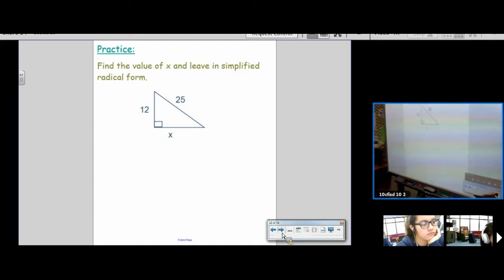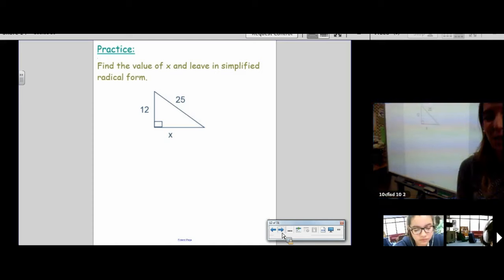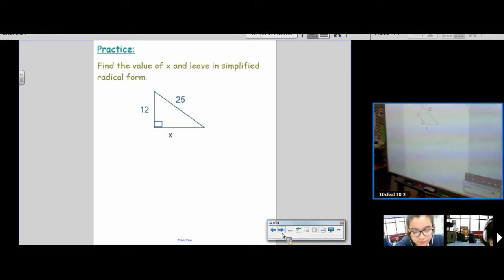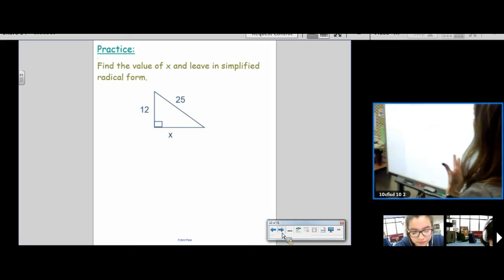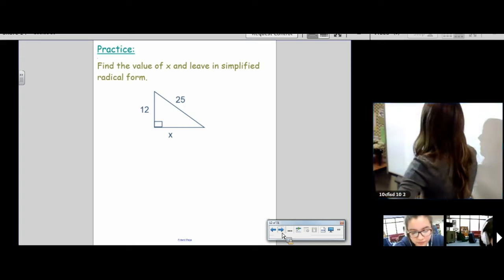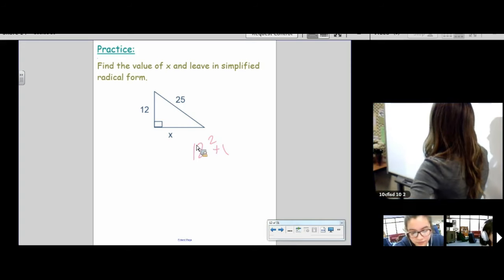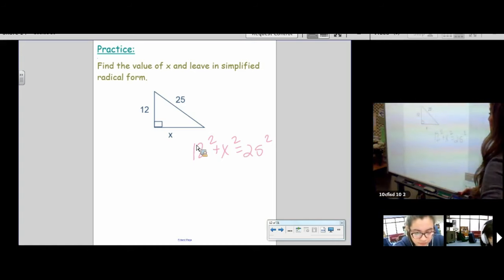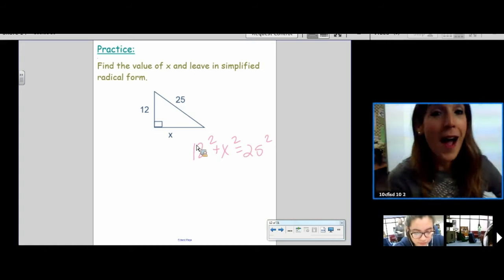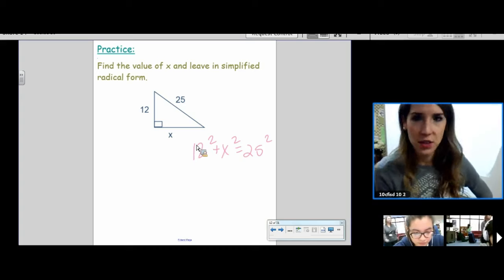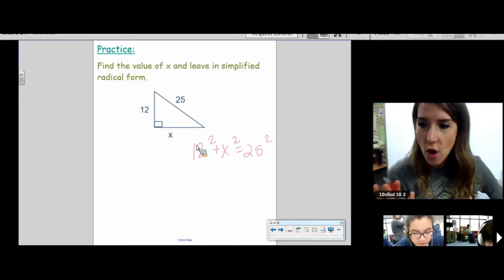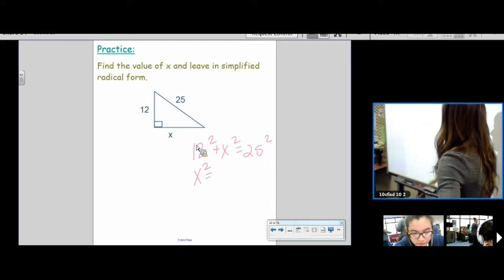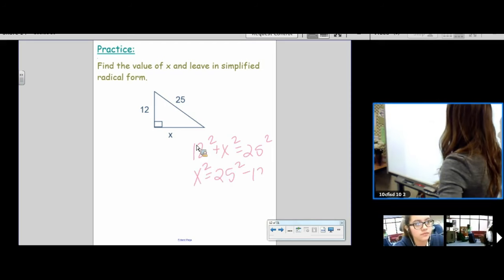All right, go ahead and try this one. This one looks really innocent. It's a 12 and a 25. You're kind of thinking the answer is going to be nice, and then you realize it really isn't. I just wanted you to see one like this, though. Be careful, 25 is the hypotenuse, so you're not writing 12 squared plus 25 squared equals x squared. No, 12 squared plus x squared equals 25 squared. What you're really doing is hypotenuse squared minus leg squared.